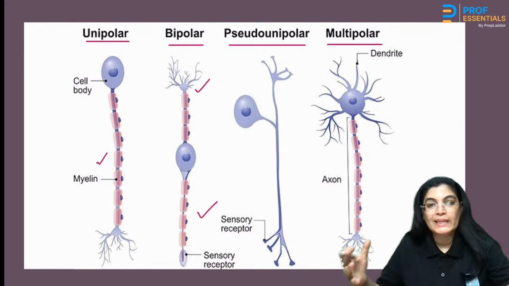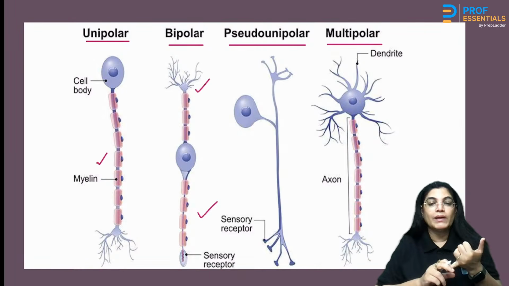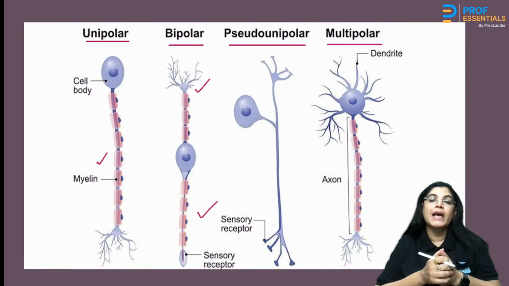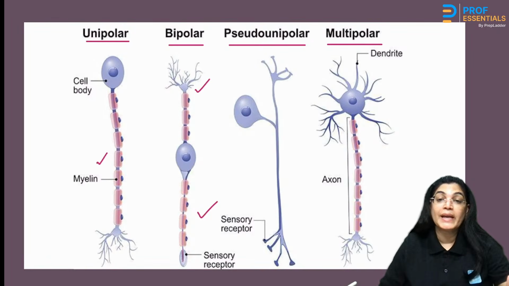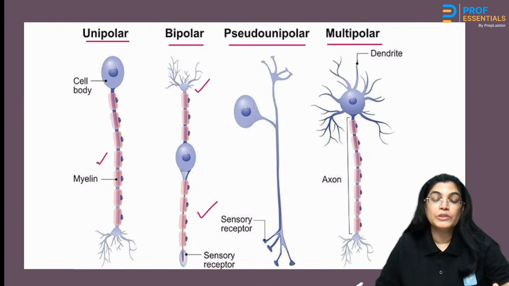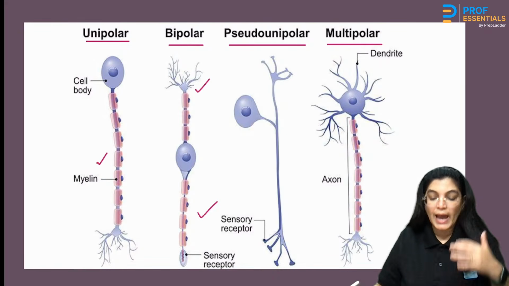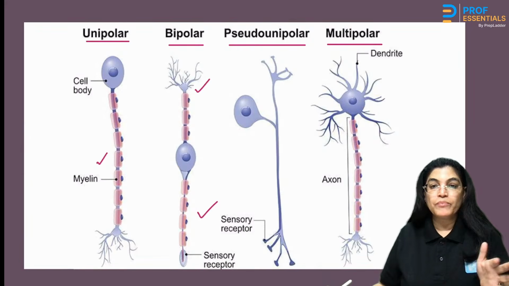Multipolar, the most common is the multipolar type, in which we have studied the structure also. It will have multiple dendrites, one axon process, and will have cell body. And basically the neurons of spinal cord, the neurons of cerebrum, brain, cerebellum, these are autonomic ganglia. All these are examples of multipolar neurons. So this is how we can define unipolar, bipolar, pseudo unipolar, and multipolar neuron.